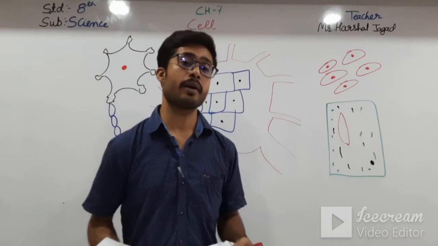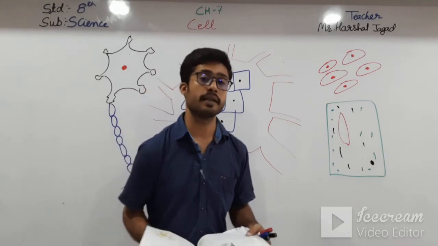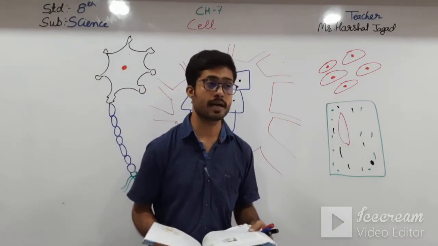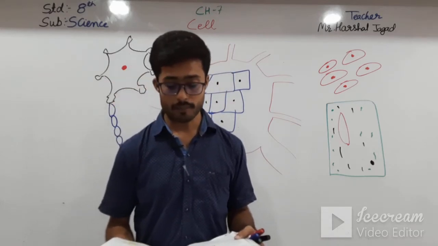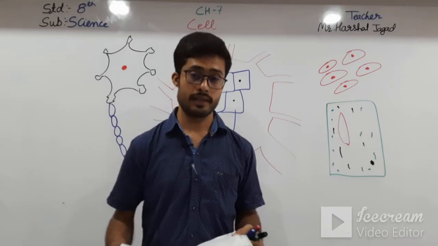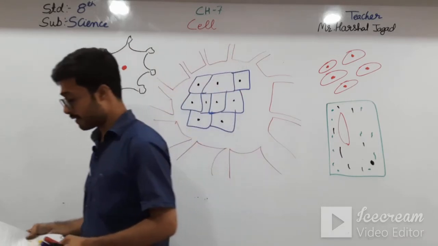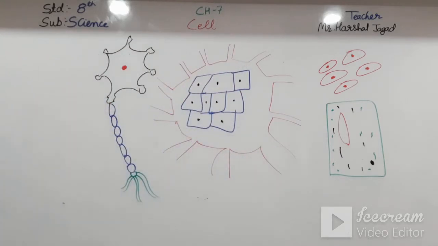So, if somebody asks what the main parts of the cell are, what do you have to say? Cell membrane, cytoplasm and nucleus. Okay students, now we will discuss the cell membrane, cytoplasm and nucleus in detail. Let us talk about it.